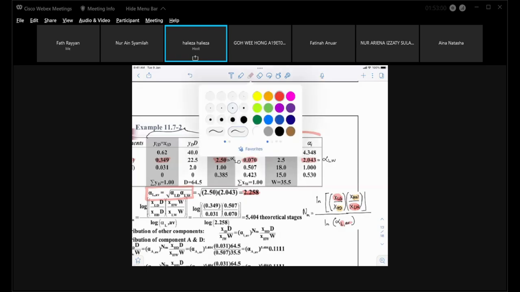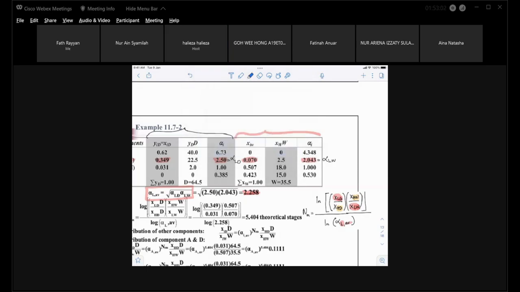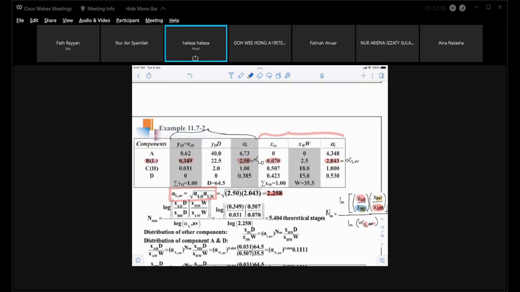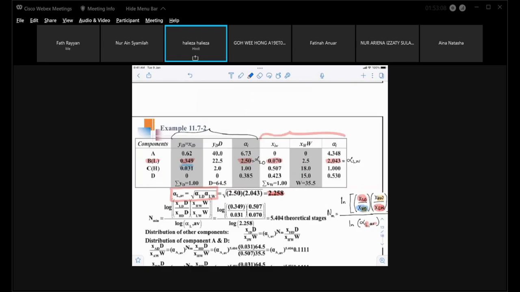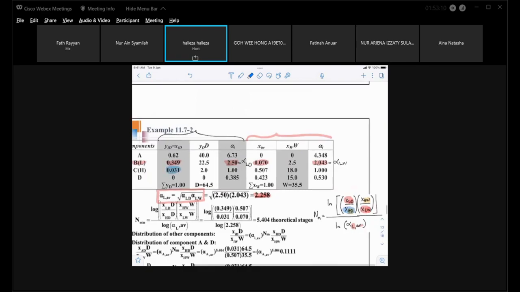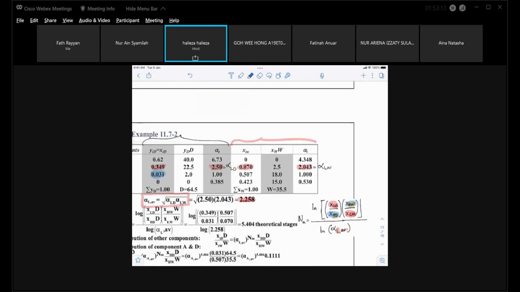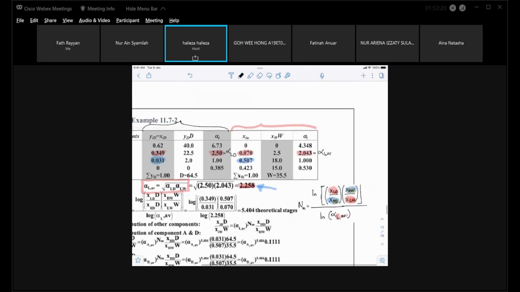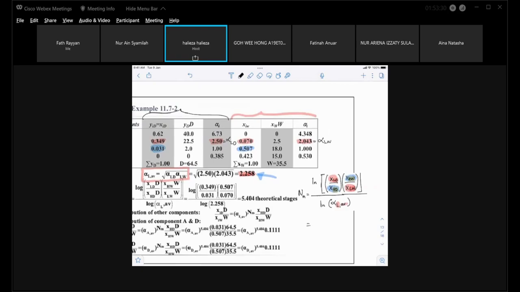I'm going to use a different marker for the heavy key in the distillate. My heavy key is C in the distillate. This is it. And my heavy key in the bottom product is here. So I have enough information to calculate my N min because I already managed to get the average relative volatility for my light key. Now all I have to do is just plug in the values inside the equation.